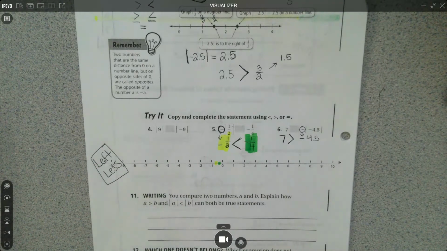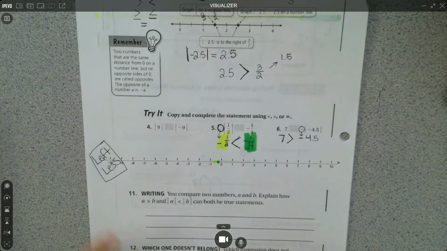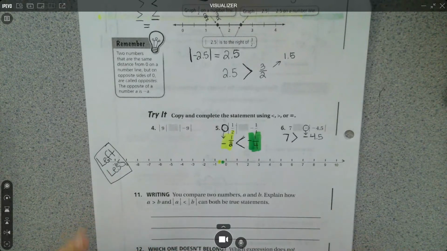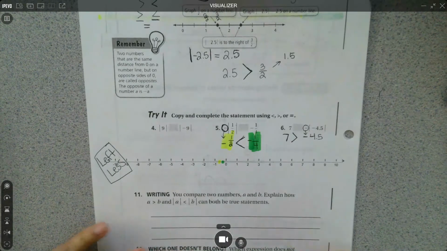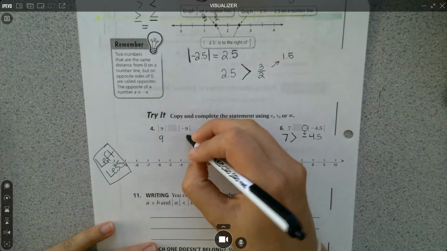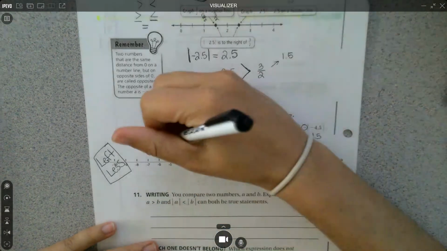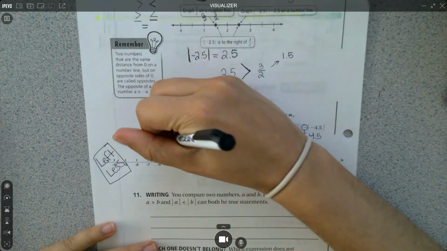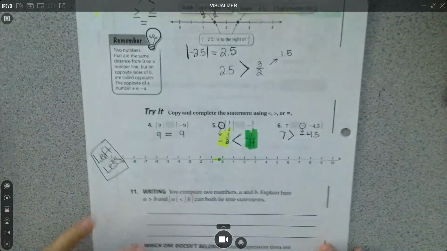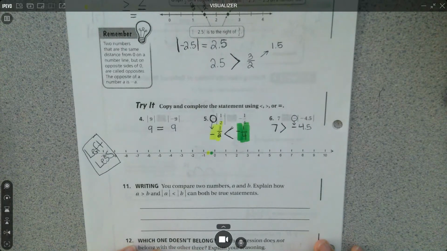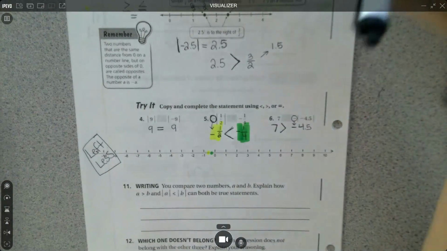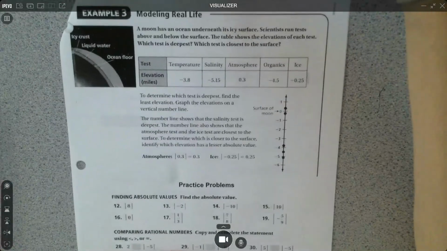What about in number 9? What do you guys think? Find the absolute values first because, again, grouping symbols come first. They're both 9, so we can say that they are equal. We're going to skip ahead for right now. We'll come back to the other ones in class. We're going to look on the back.